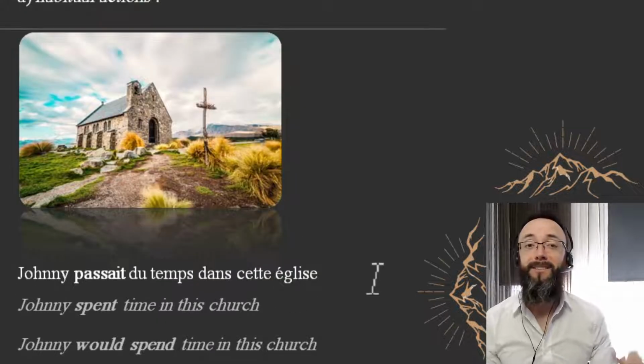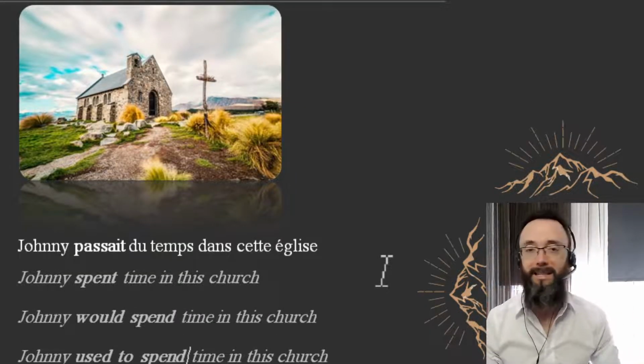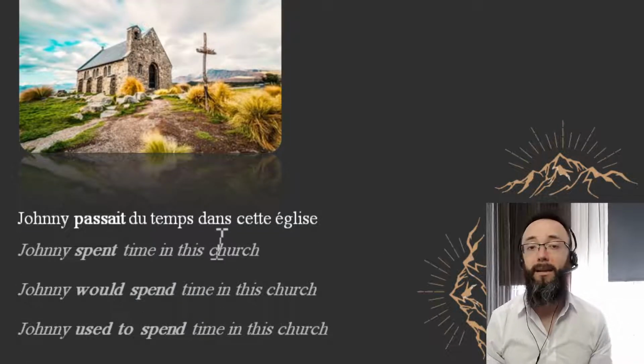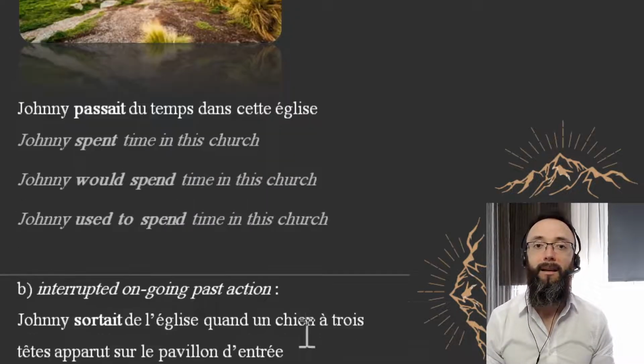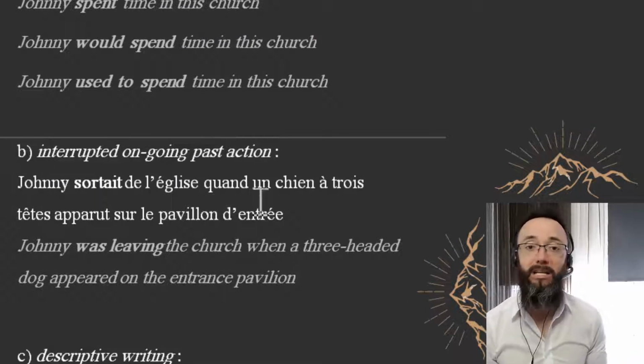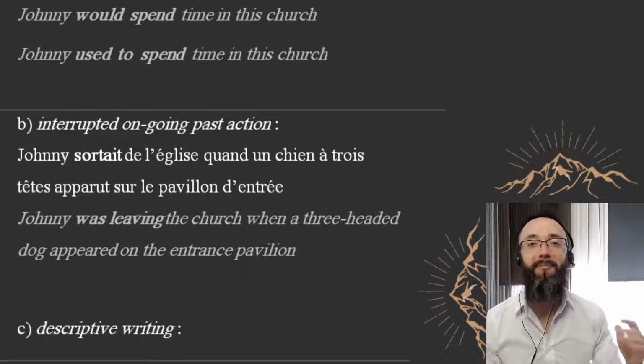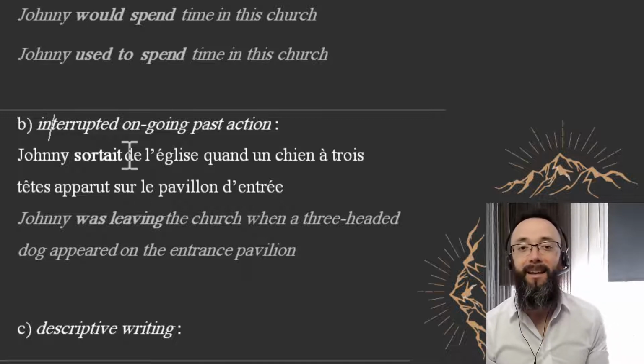So if it's a habitual action in the past, we're not going to use many different tenses. We're going to use l'imparfait in that context. Now we have another case, interrupted ongoing past actions. And this, it starts getting interesting. It's when you combine the imparfait with other tenses.